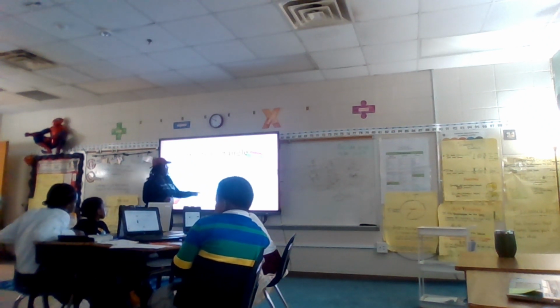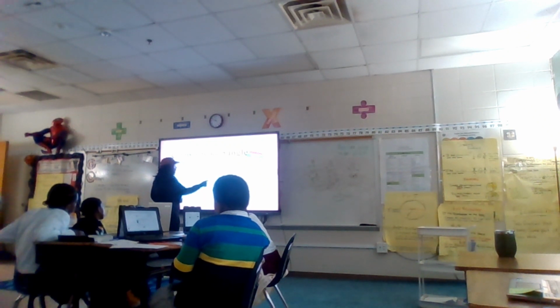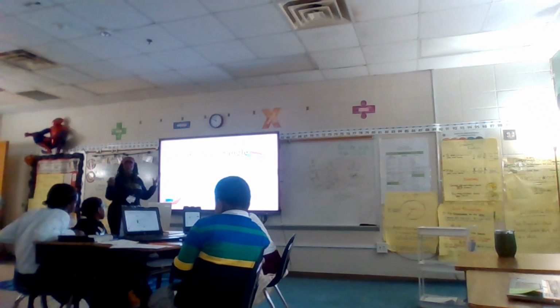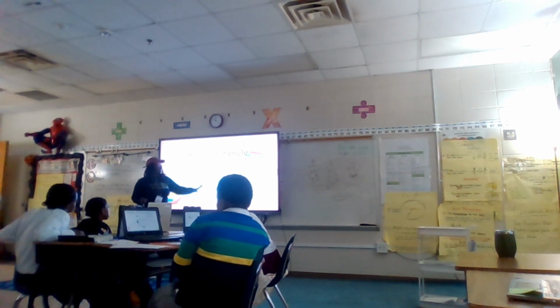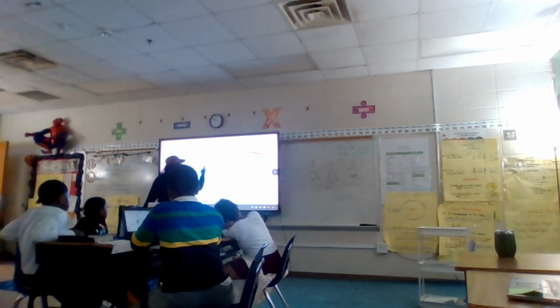Okay. Now, we see that this side is a 5, but we are missing this side. But this side is a 2. 5 plus 2 equals, so that means that this side is a 7. You see how we just found the missing pieces? So now, you use the numbers that you have to figure out what's missing.